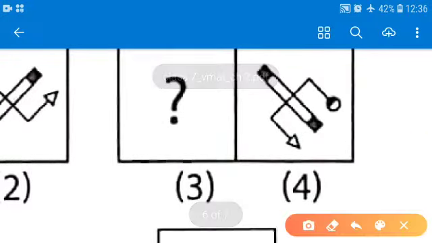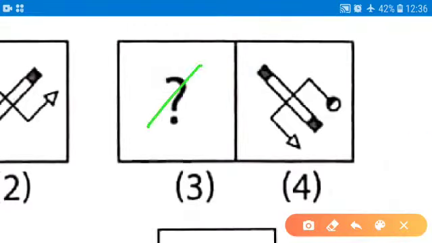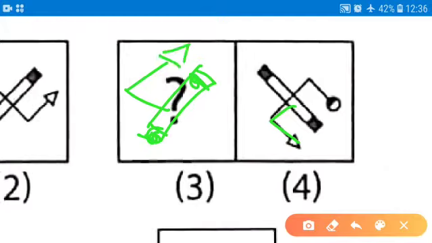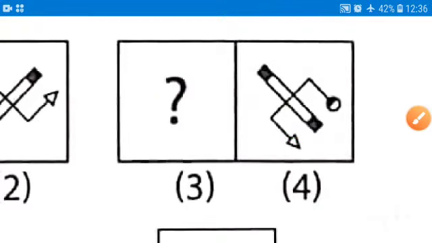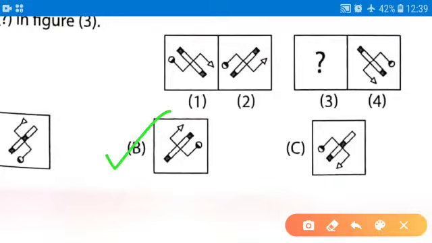So the mirror image will be like this. The center element is a mirror image, yes, it is like this. And this element towards the left is towards downside, so it will be towards up here. And the right element, which is a circle kind of thing, will be like this. So the correct option for this question is option B. This is the correct option.